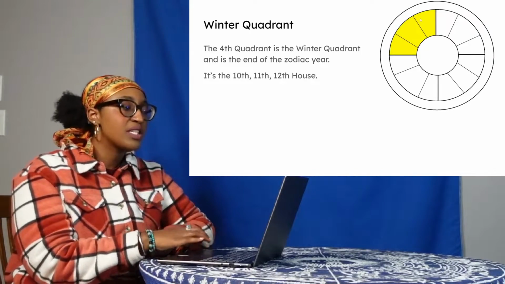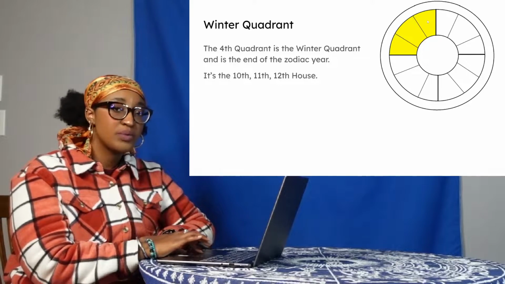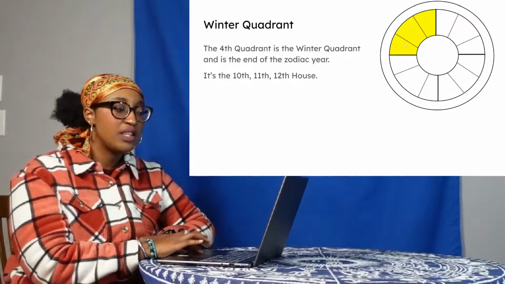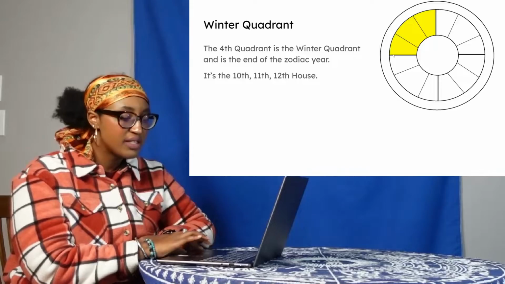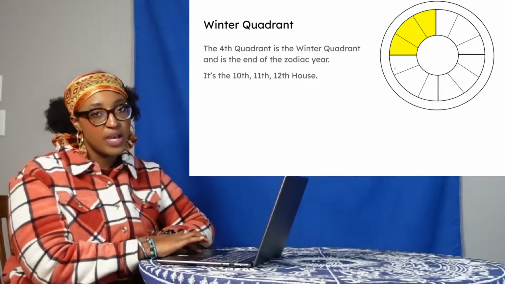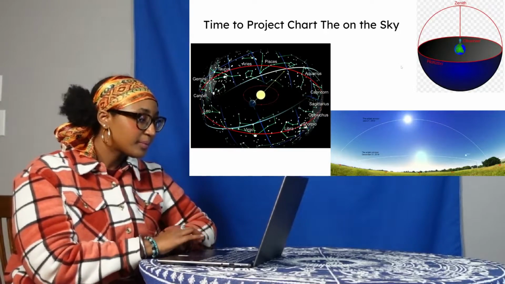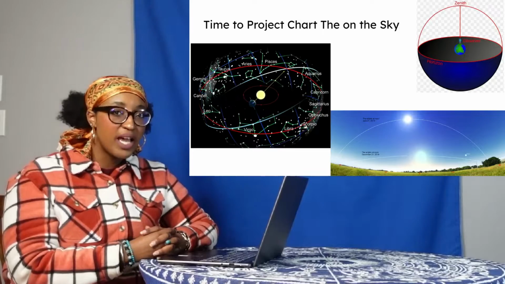And then you move on to the last quarter of the year, which is winter. And this represents the 10th, 11th, and 12th house. And therefore you've completed all 12 zodiac signs in 12 months. And now you're going to start again back at the first house with Aries in the first quadrant. Now, how do you see this in reality?